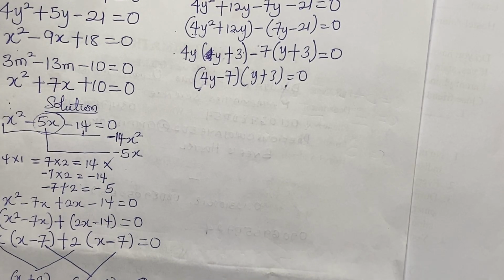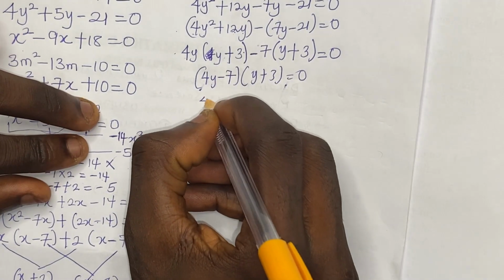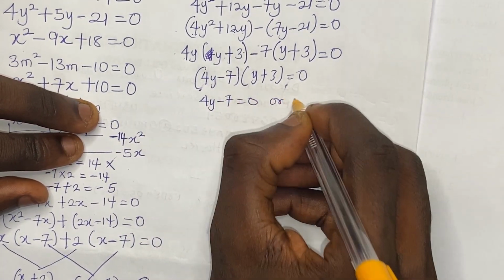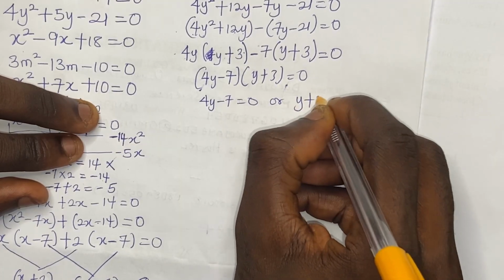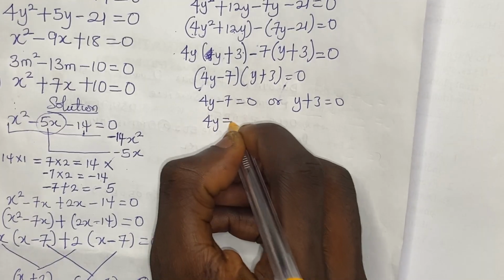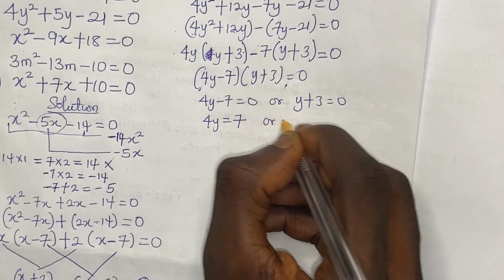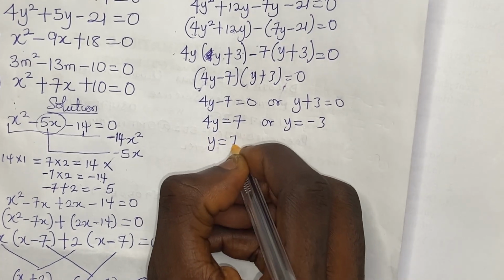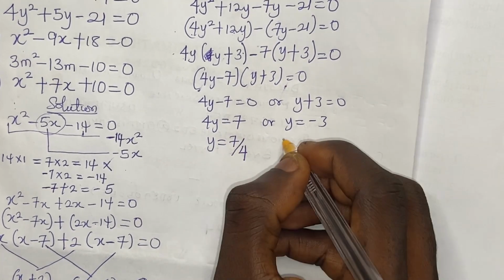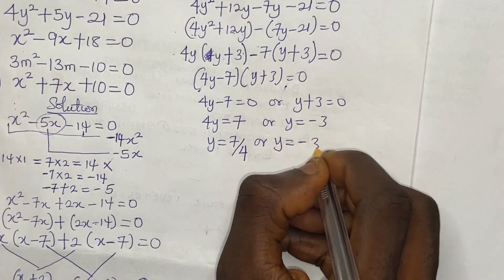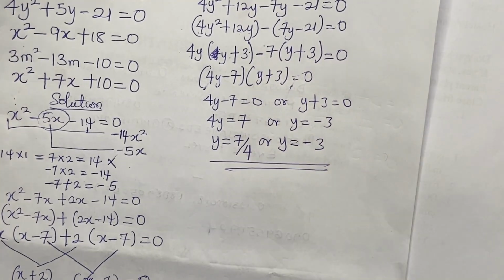All right. So finishing that up, that will give us what? 4y minus 7 equal to 0, or y plus 3 equal to 0. And that will be what? 4y equals 7, or y equal to minus 3. Then y equal to 7 over 4. I get what I'm saying now? Or y equal to minus 3. So that is the end of our second example. Do we get that now?